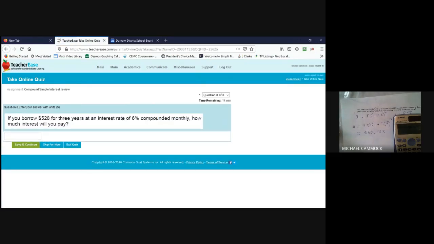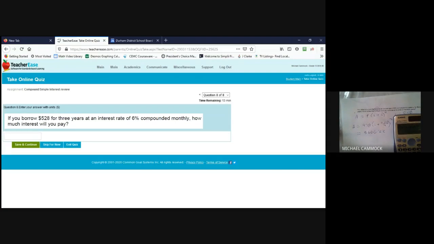One more question. This is the last question. By the way, the time is at 14 minutes now. I did tell you that it does keep track of time, so we're okay. We only have one more question left. If you borrow $528 for 3 years at a rate of 6% compounded monthly, how much interest will you pay? Okay. Simple or compound? That's the first question. And then the second question is going to be interest only or amount?